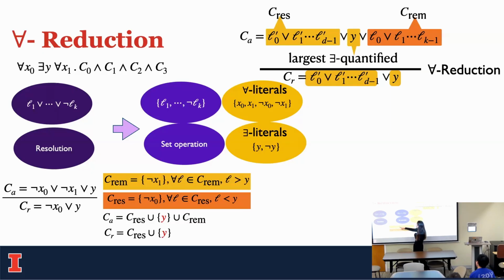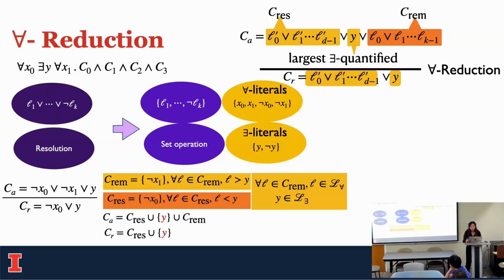Then we check if every element in the removed set, the order of the literal should be greater than the largest existential literal. And we also check that for every literal in the result, the order of this literal should be smaller than the largest existential literal, so that we know Y is indeed the largest existential literal. At the same time, we also need to check that Y is indeed an existential quantified literal.